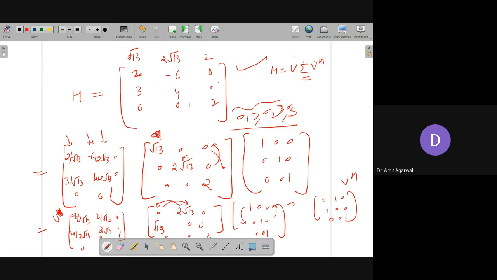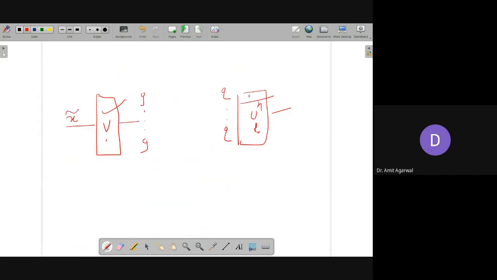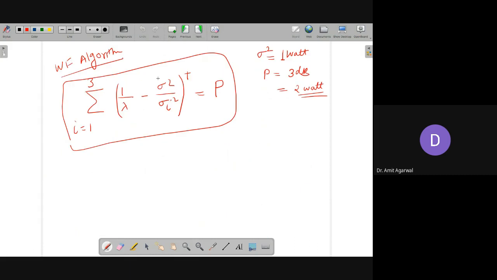Now I hope I make more sense, right? Now you know this. Now you should know what should be the power of each stream which is coming here: X1 tilde, X2 tilde, up to Xt tilde. What power we should give to each? This is the objective. So we discussed that we should solve this problem using the water filling algorithm.